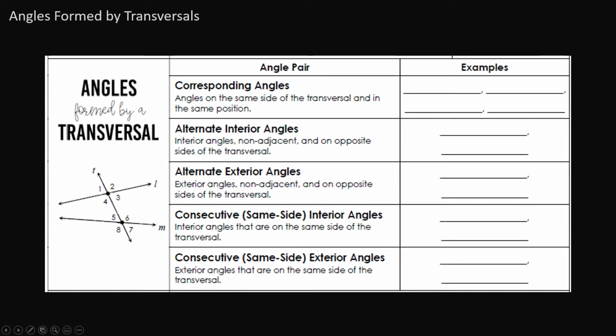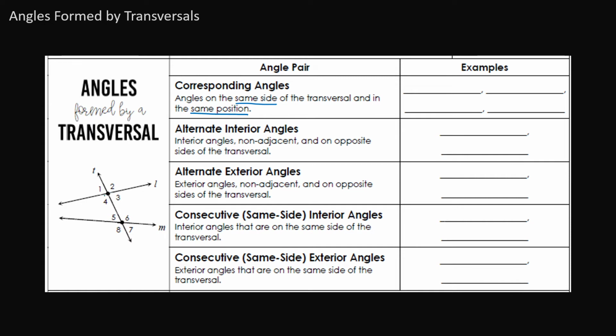Now let's talk about angles that are formed by a transversal. Again, in this diagram, we are seeing that line T is the transversal line. It intersects both line L and line M. And when that happens, 8 angles are formed. So you've got angles 1 through 8 here. So let's talk about those relationships. The first kind is called corresponding angles. And these are angles that are on the same side of the transversal and in the same position.